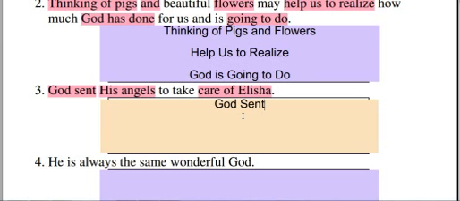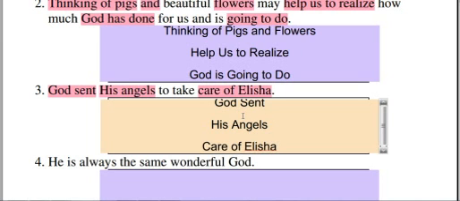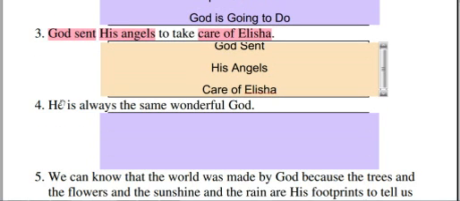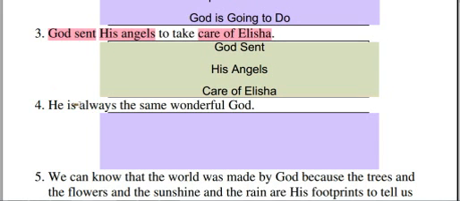So God sent, that's one title. His angels, another title. Care of Elisha, last one. Any one of these could work. Then we have he is always the same wonderful God. So we can do he is. We can do always the same. And we can also do wonderful God. We just don't want to do the whole thing, but we can break it up.